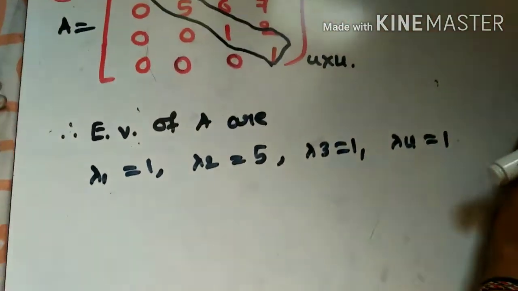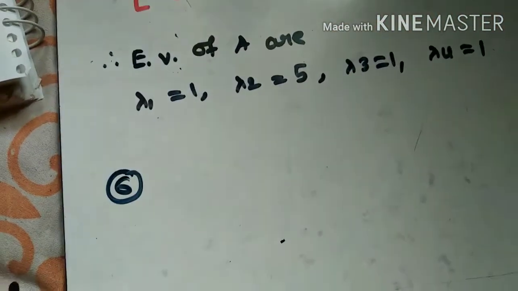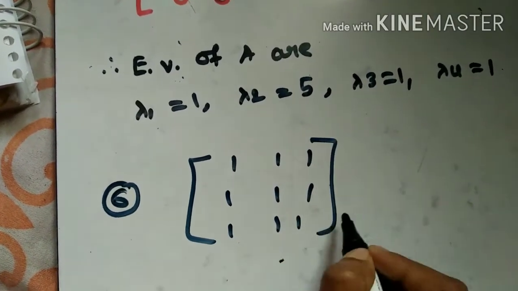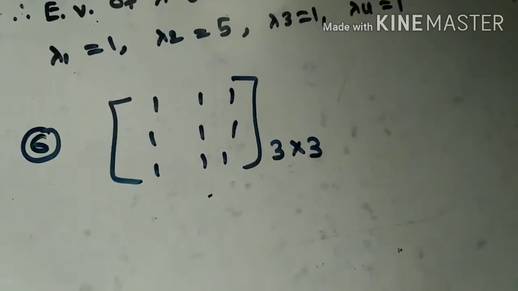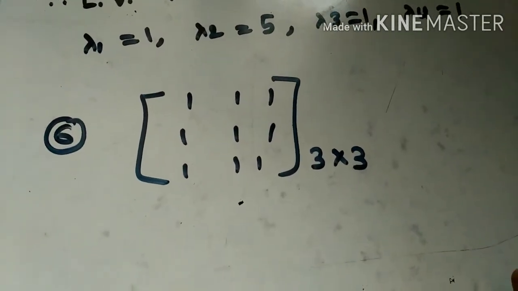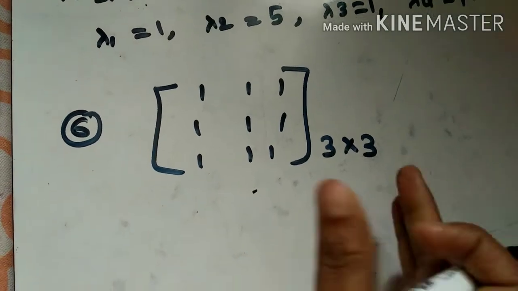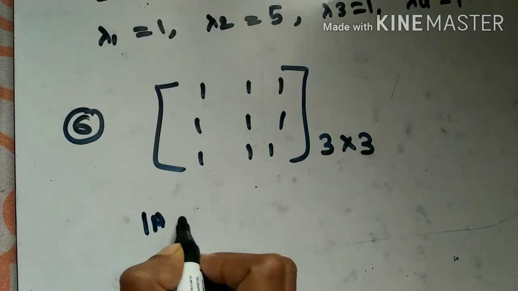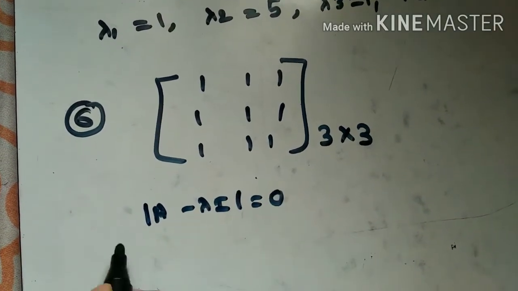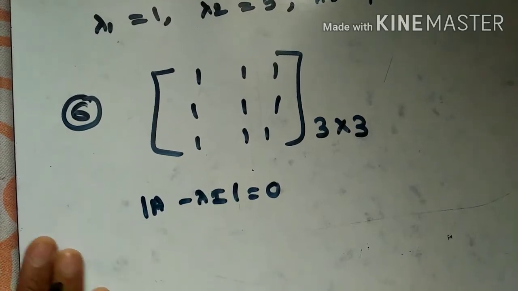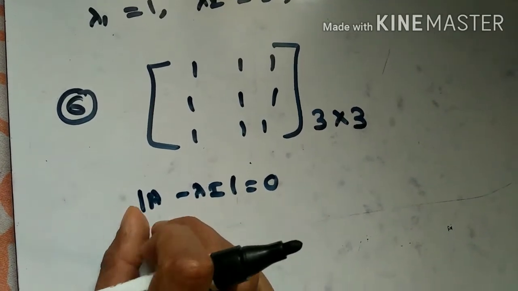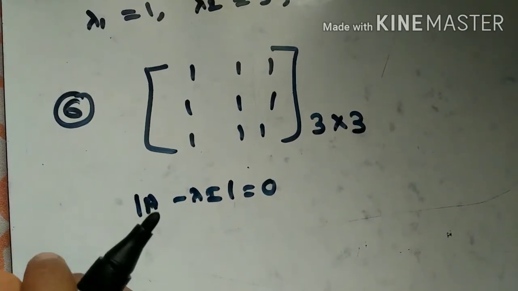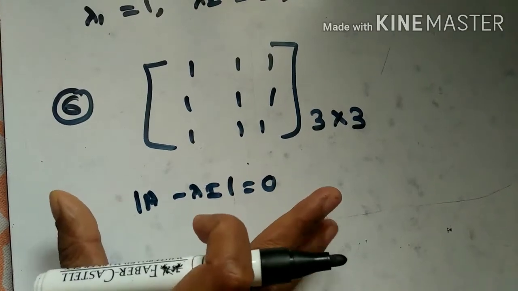Next let us move on to the sixth question. This is what I'm going to take here: 1 1 1, this is a 3 cross 3 matrix. So how to find the eigenvalues of this 3 cross 3 matrix? Here also first we have to take A minus lambda I is equal to 0, solve the characteristic equation and later solve the roots of this lambda. For this also I have a trick, guys. I'll give you that formula. Please keep remembering that thing.